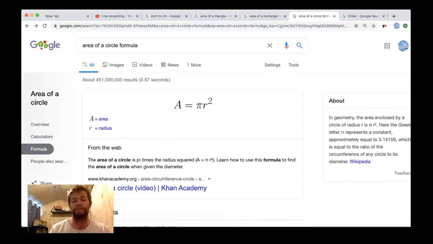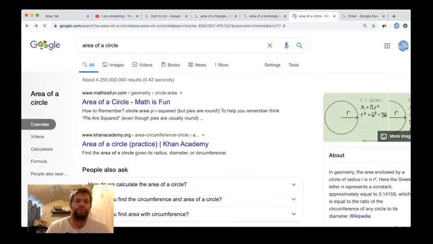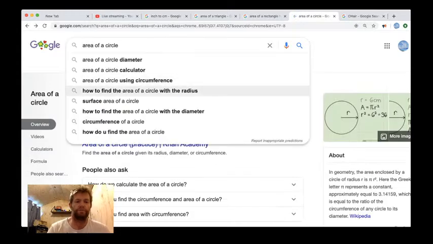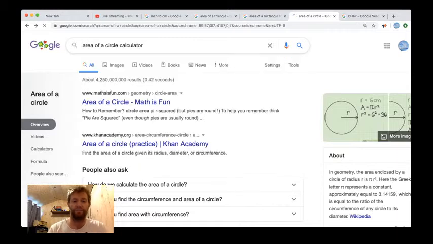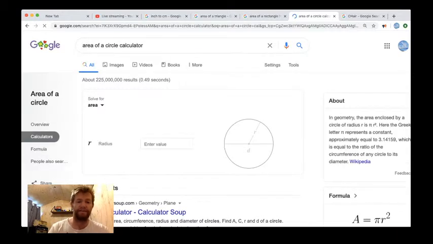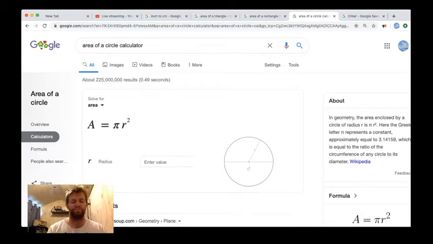Now, I know I'm introducing all these formulas, but remember, first you can look up all these formulas online. That would be my first step. You need to show your working in full. So you cannot just use the calculator online, because I can quite easily just go area of a circle calculator, and then I can put in the radius was 5, and it tells me the area is 78.54.